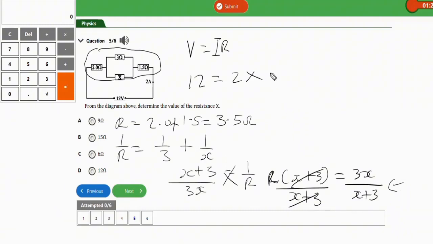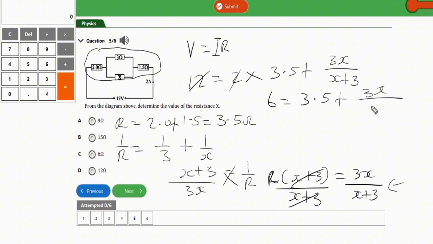So let's bring it to this formula. So this is the current times, remember we're adding everything. So resistance in series, we got it to be 3.5 plus resistance in parallel, we have it to be 3x over x plus 3. So this will cancel this. We now have 6 equals 3.5 plus 3x over x plus 3. So this will cross over, change to negative. 6 minus 3.5 will give you 2.5, equals 3x over x plus 3.